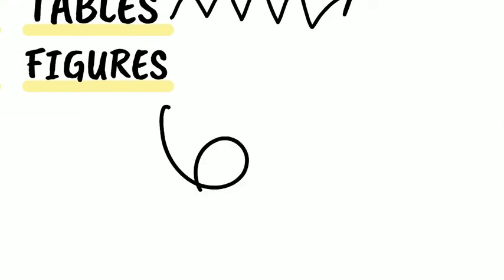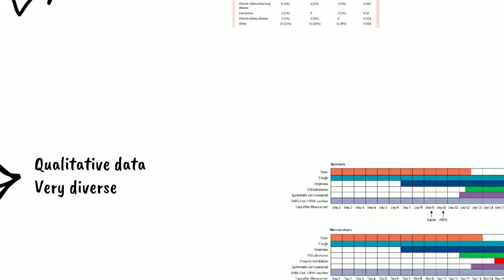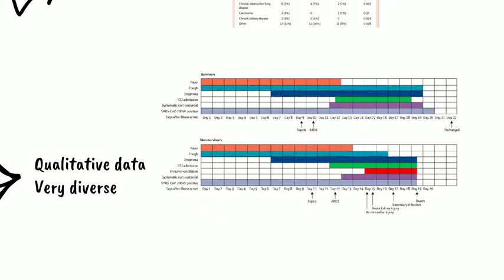Lastly, figures are the most diverse category of result presentation. Life cycle diagrams, timelines, maps, and other figures are all considered to be useful in presenting relevant data. Used for both qualitative and quantitative data, the authors of this article compare characteristics between COVID-19 survivors and non-survivors.